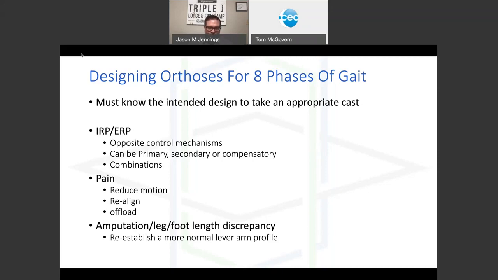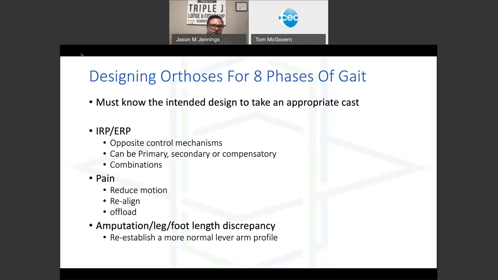And you don't want to just take a cast and not know what you're doing, because if you're trying to control IRP and you actually cast them in IRP, you haven't done your job. Typically, when I'm trying to cast somebody for an IRP, I'm casting them in a little bit of ERP, just the opposite. We need to understand, are we casting to try to reduce pain? Is there a specific range of motion that they're pain tolerant to? And what are the limits of that? What does my orthotic design have to limit to keep them from getting to that point where they have pain?